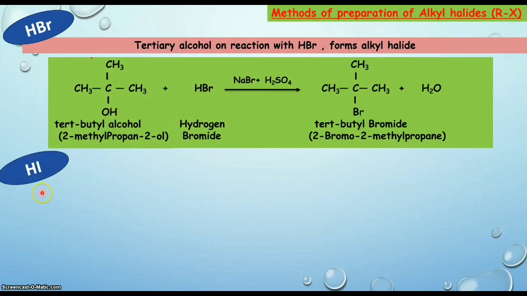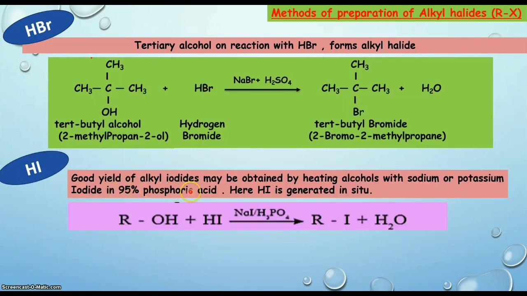The next reaction is the reaction of alcohol with hydrogen iodide. Alkyl iodides may be obtained in good yield by heating the alcohol with sodium or potassium iodide in 95% phosphoric acid. Here HI is also unstable, so it is generated during the reaction. Here is the general reaction. Alcohol, on reaction with HI, by using sodium iodide and phosphoric acid, results in the formation of alkyl iodide and water.